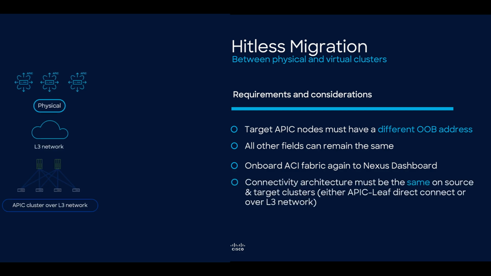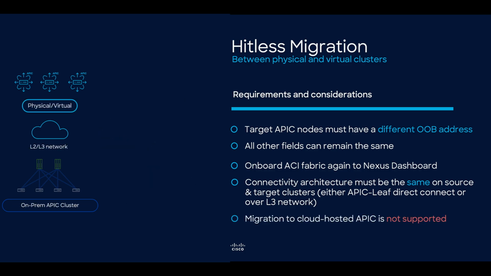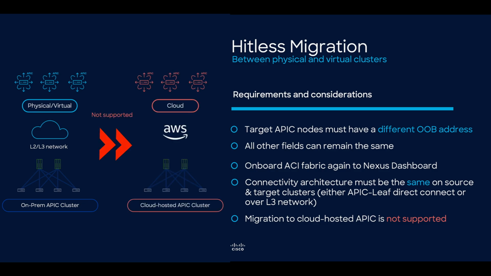Migration from a directly connected APIC cluster, or Layer 2 deployment, to a remote cluster deployment, also known as L3, is not supported. The architecture must be the same between clusters for the workflow to work. And last, migration to a cloud-hosted APIC cluster is not supported at this point. For more details, please visit the Cisco APIC Getting Started guide for the 6.1.2 release on cisco.com.